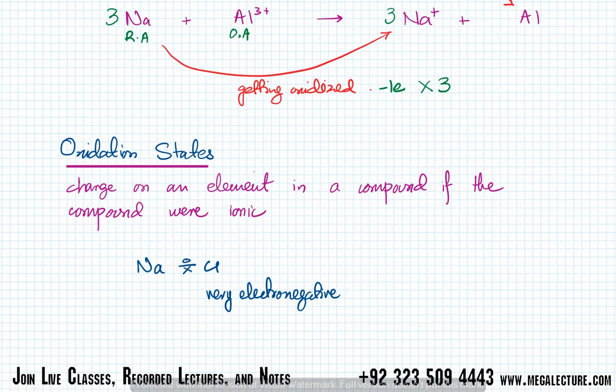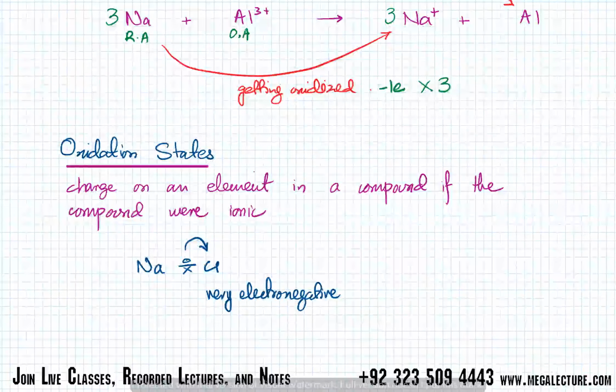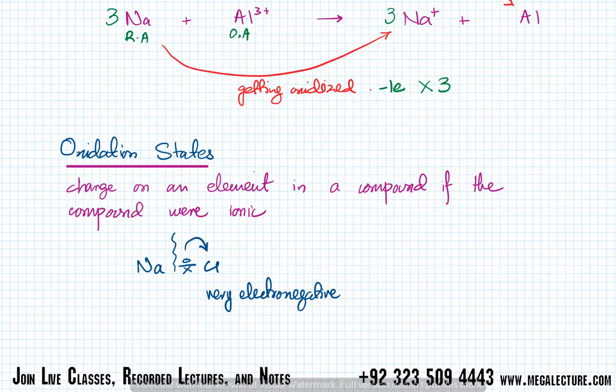So Cl ends up gaining the electrons. So what eventually happens is that Cl becomes -1, Na becomes +1. So this is actually what the charge is, that it is actually an ionic compound. The oxidation state of Na is actually +1 and Cl is actually -1.